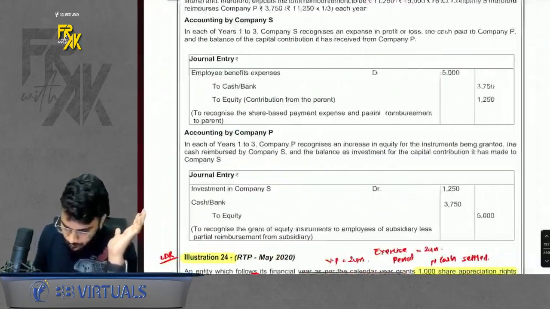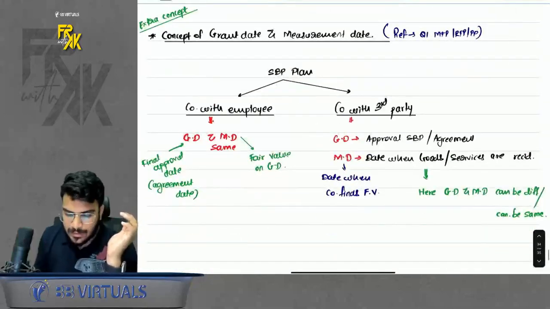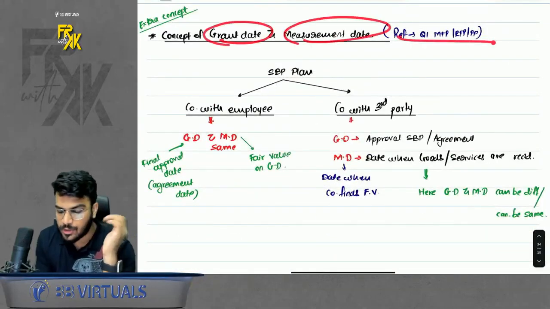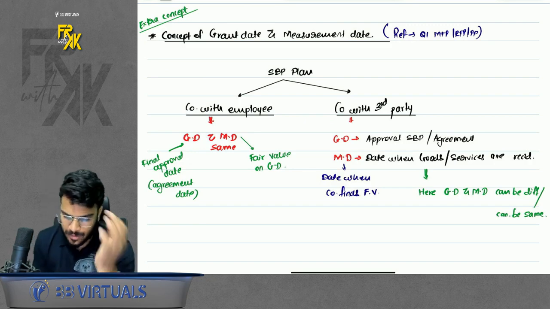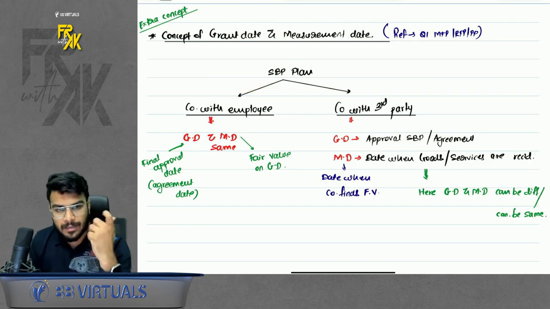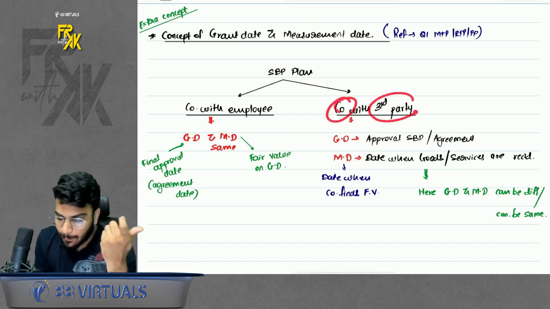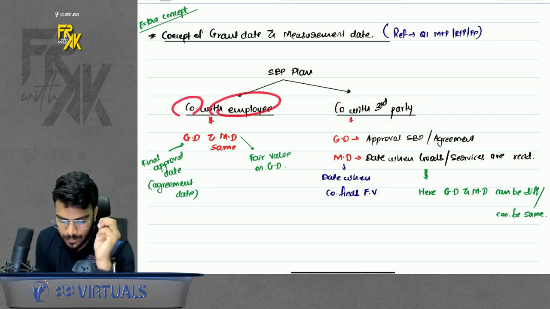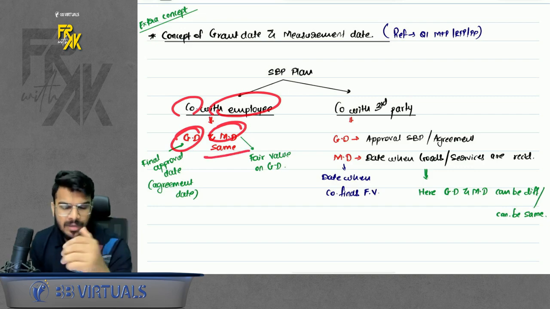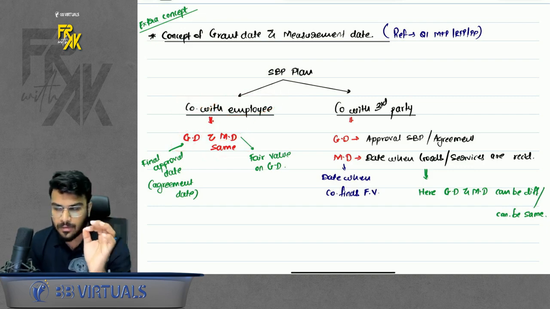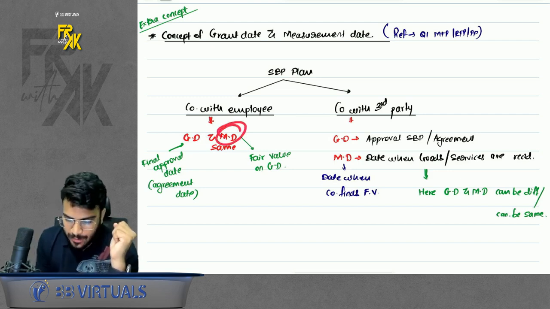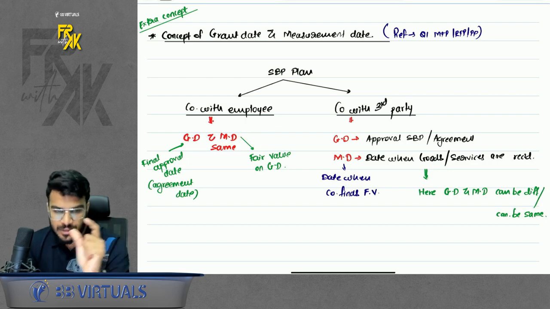Okay, there is one more concept here, that is the concept of grant date and measurement date. We have one question also based on that. Do remember, share based payment can be between company and employee, or between company and third party. In case of company and employee, grant date and measurement date are the same. What is the meaning of grant date? The date when we agree for the share based payment, the final approval date. And measurement date is the date when you calculate the fair value for measuring the SBP.